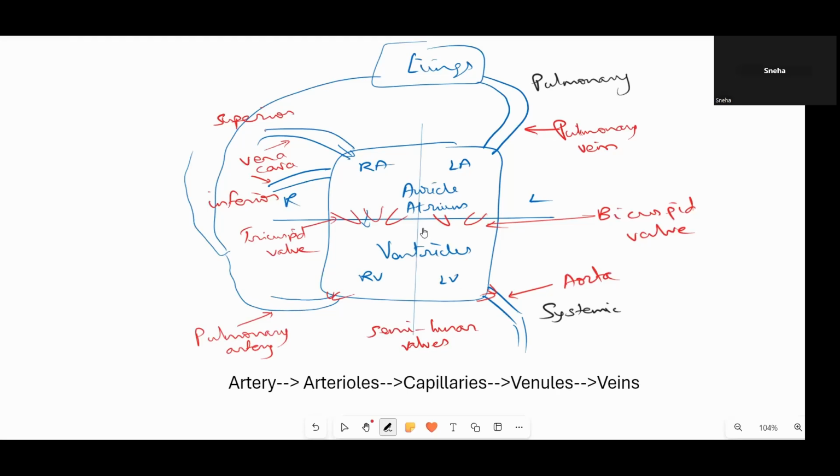What is that separation? You see this line that passes through and divides the heart into two parts? It's called the septum. Mark it.